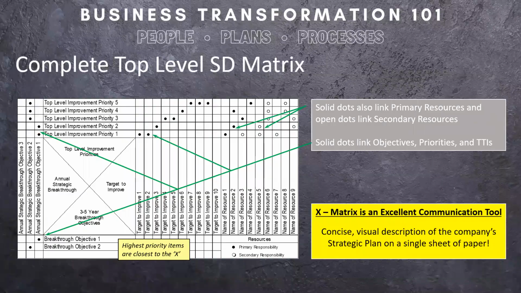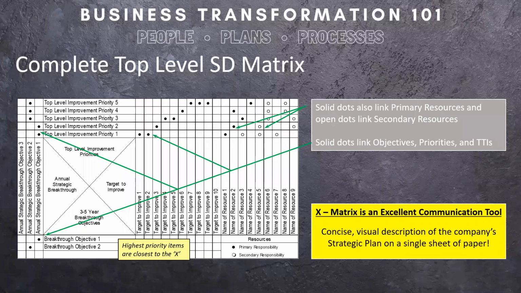This is a complete top-down, top-level SD matrix. The solid and open dots, highlighted by the green arrows, reflect the connections and flow of logic between the 3-year breakthrough objectives, the annual breakthrough objectives, the improvement priorities tied to those objectives, and the TTIs tied to the improvement priorities, and finally, the resource assignments to execute the improvement priorities and their associated action plans.